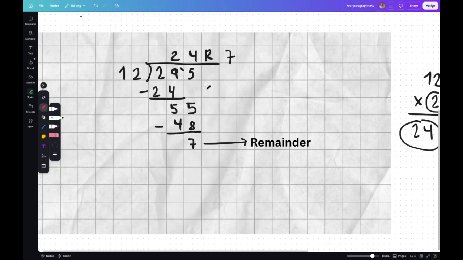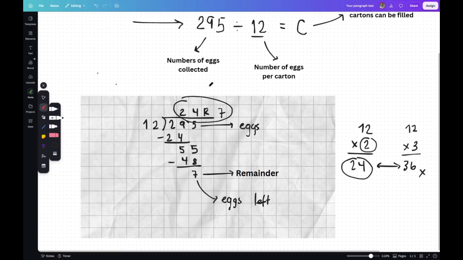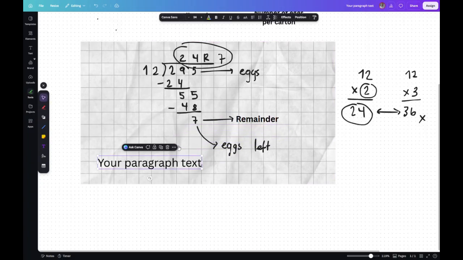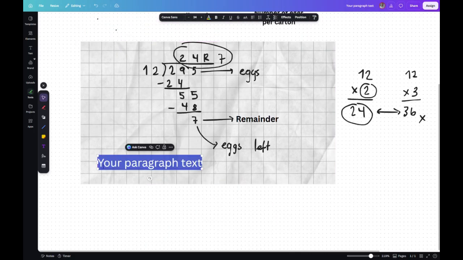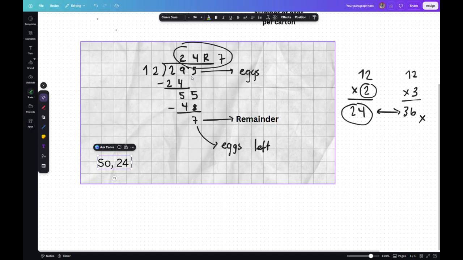And remember, 295 were the number of eggs collected at the beginning. So if I subtract here, the answer is gonna be x, right? These are the eggs left. So now, how can we interpret the quotient? How can we interpret it? So the answer is going to be, well, I take a look at my question. It says how many dozen cartons are filled. So we can say 24 cartons are filled.